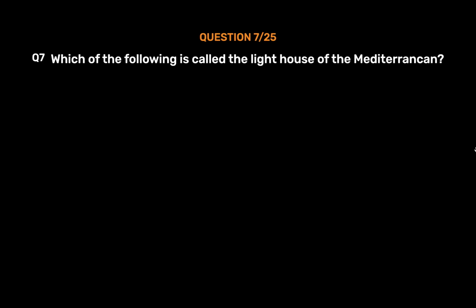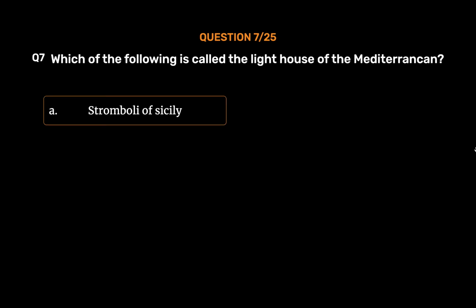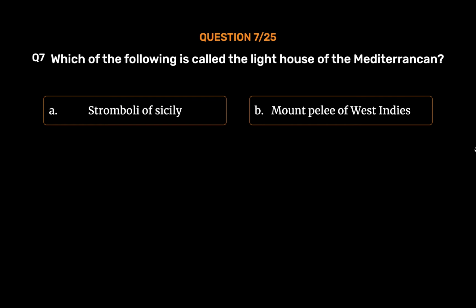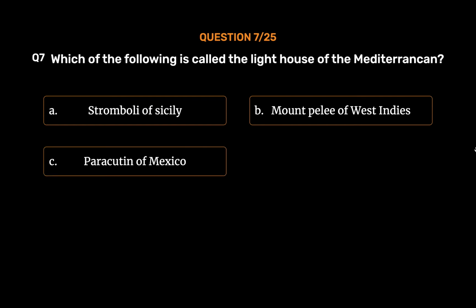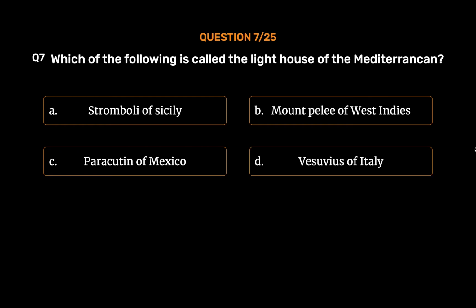Question number 7. Which of the following is called the lighthouse of the Mediterranean? Option A. Stromboli of Sicily. Option B. Mount Pelee of West Indies. Option C. Paricutin of Mexico. Option D. Vesuvius of Italy. The correct answer is Option A.